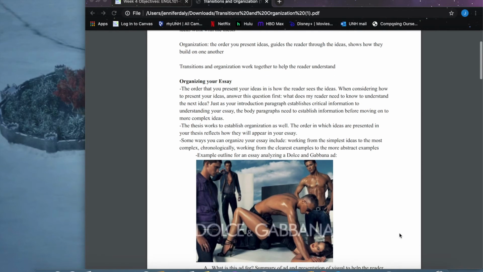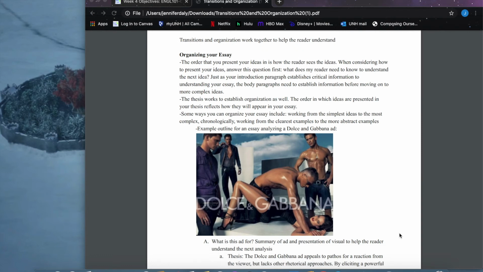All right, so the order that you present your ideas is really important. You want to set up foundational information right at the get-go. What does the reader need to know to understand the next paragraph? Just like the intro is going to do that for the thesis, the intro is going to answer that question: what does the reader need to know to understand my thesis?